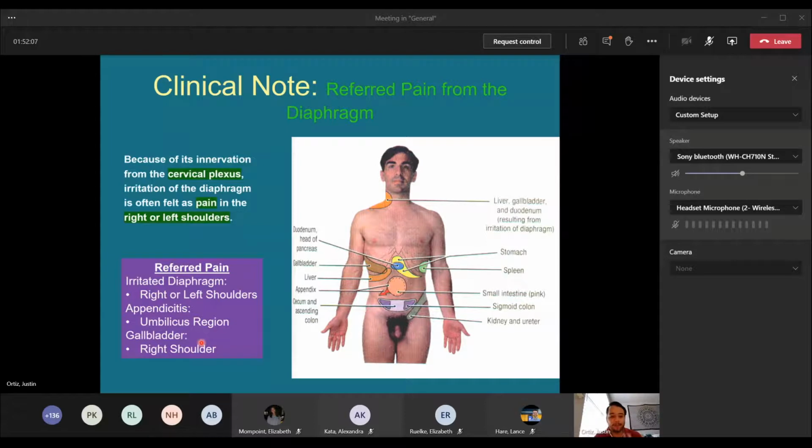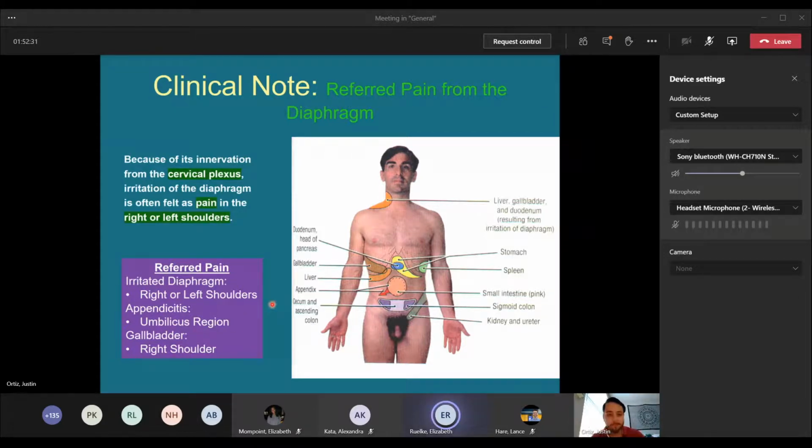Appendicitis is most commonly associated with umbilicus region pain, obviously early on. Later on, if it gets worse, you'll mostly feel it where your appendix is. But early on, it's usually associated with the umbilicus region. And again, an irritated diaphragm is usually associated with right and left shoulders, right? So I put this little thing here because these are the highest yields that he talked about during lecture. So I noted them right here for y'all in regards to referred pain.